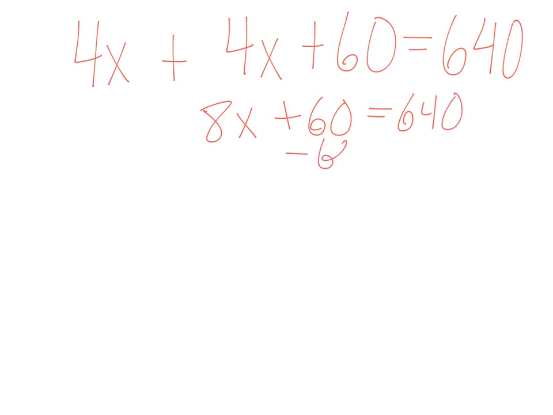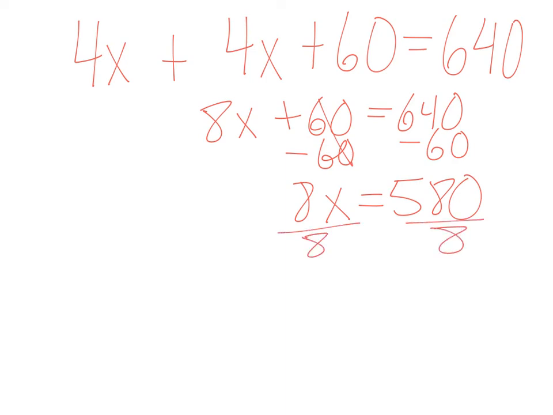And then I'm going to subtract 60 from both sides. So I get 8x is equal to 580. And then I'm going to divide by 8. So I end up with x equals 72.5. So that is how fast the first bus was going.